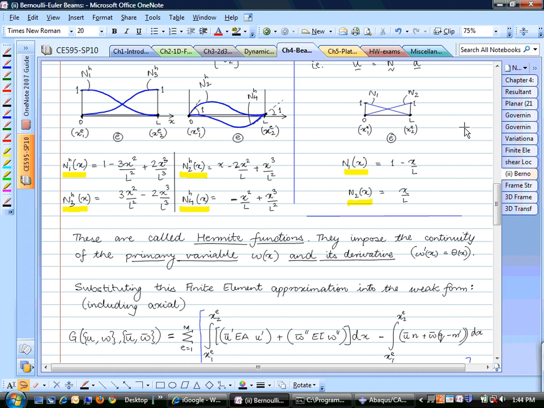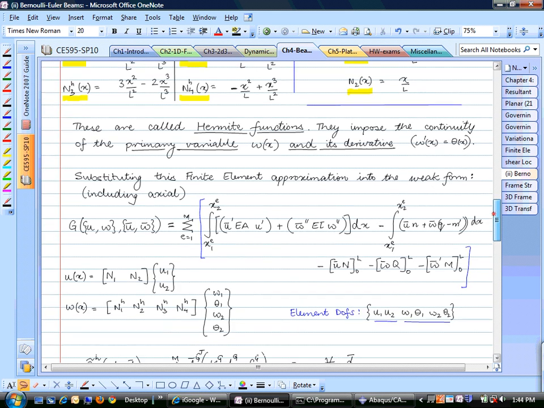On the other hand, these Hermite functions have this property that not only the function will be continuous, but its derivative will also be continuous. So primary variable and derivative both are continuous for Hermite cubic shape functions. Those are the shape functions we use for Bernoulli-Euler beams.